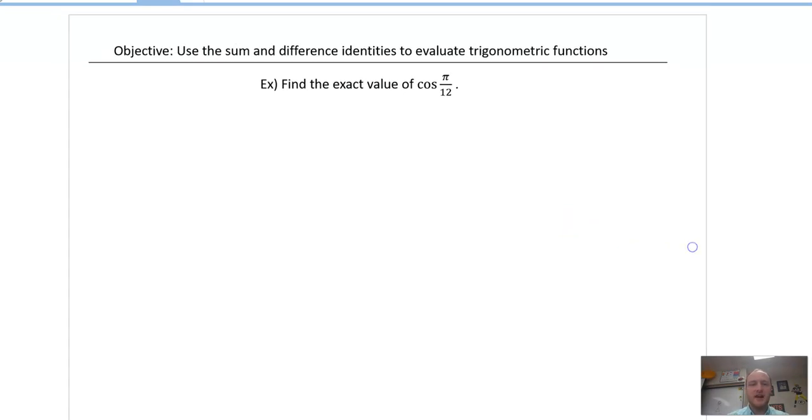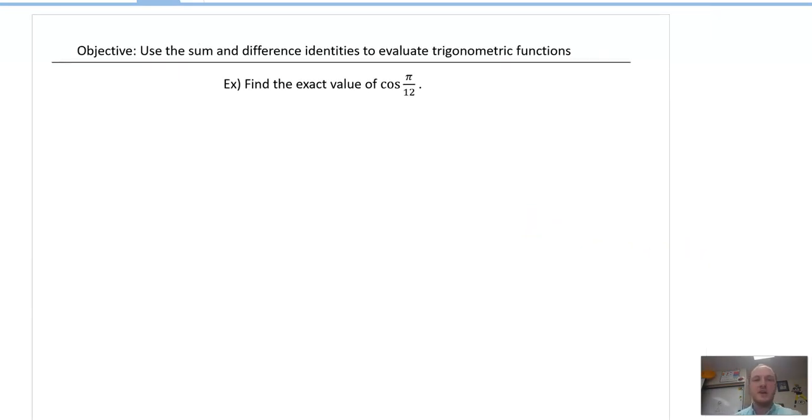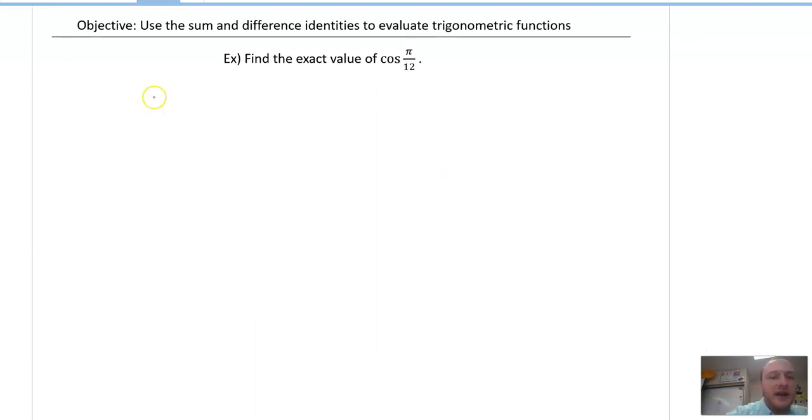So here they want us to find the exact value of cosine of pi twelfths. Okay, so the first thing that I need to do is I need to find an angle. I need to figure out, okay, what is pi over 12? One good thing is to maybe think about your main unit angles. So if I have pi over 3, pi over 4, and pi over 6, what would these be in terms of pi twelfths?